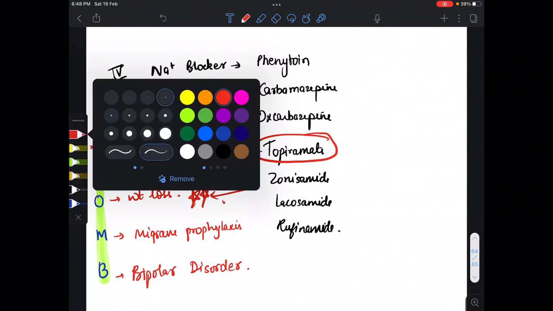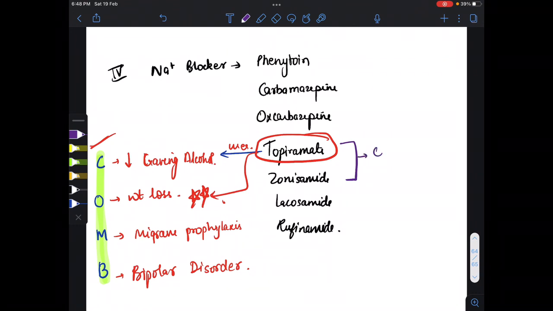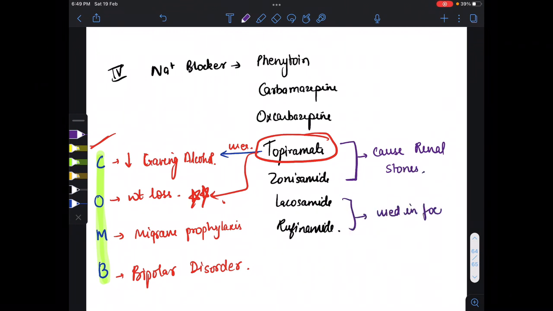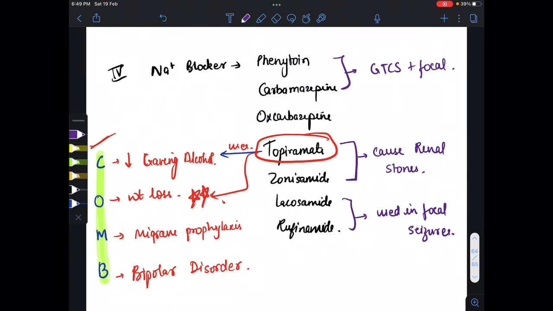Now, please remember that topiramate and zonisamide cause renal stones. While lacosamide and rufinamide are used in focal seizures, the other drugs are useful in GTCS, that is generalized tonic-clonic seizure, plus focal seizure. These drugs, phenytoin and carbamazepine, we can use, but they are contraindicated in absence and myoclonic seizure. Please remember that these drugs are contraindicated in absence and myoclonic seizure. In absence seizure, we can use ethosuximide.